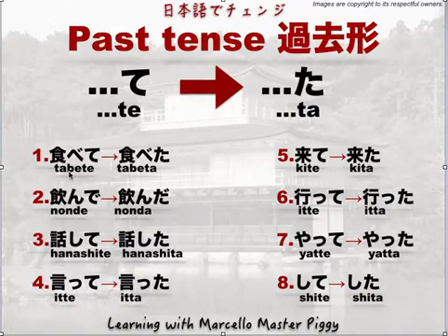So for example, tabete means "eat it." To eat becomes tabeta. If you say tabeta, it's the past tense, like ate: I ate, she ate. Nonde becomes nonda. Hanashite becomes hanashita. To talk. And itte, to say, becomes itta. I said, she said.